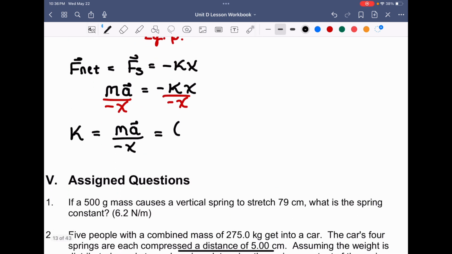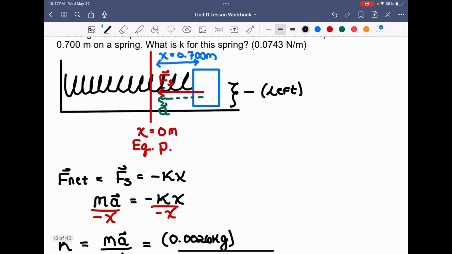And so I'm going to scroll down and write 0.0026 kilograms multiplied by the acceleration. Here's one way we can do this. Which way is the acceleration going? To the left, meaning it's negative.